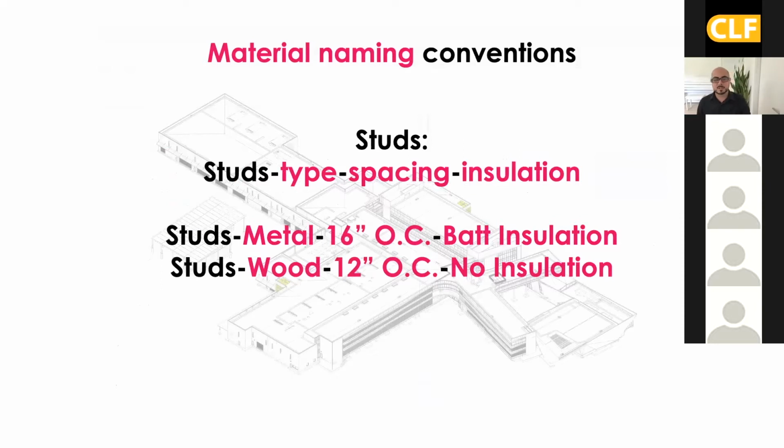Studs are a little challenging because, as you know, in Tally, in Revit, they would just be a solid 6-inch kind of cavity. But in terms of naming, I would recommend using the type or material dash the spacing dash if you have insulation or not, and the type of insulation. For instance, studs dash metal dash 16-inch dash bad insulation would give the LCA practitioner all the info they need to fill out the details. Next, please.